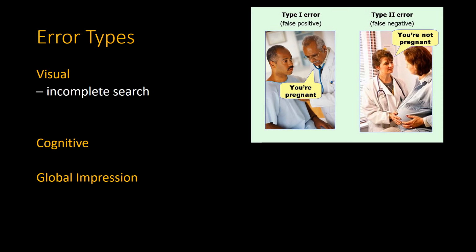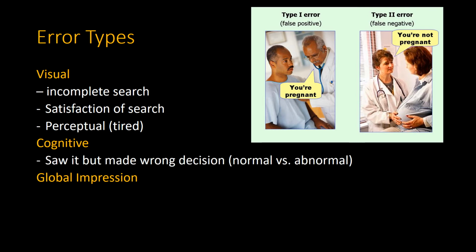There are visual error types, which are related to an incomplete search pattern or satisfaction of search. Satisfaction of search plagues younger residents a lot. It's where you find a finding and you're so excited that you found it that you don't look for the second finding, which may be just as important or even more important. There are perceptual visual cues, like if you're tired in the middle of the night, you would have found it if you were fresh in the morning, but your perception was just off because of fatigue.